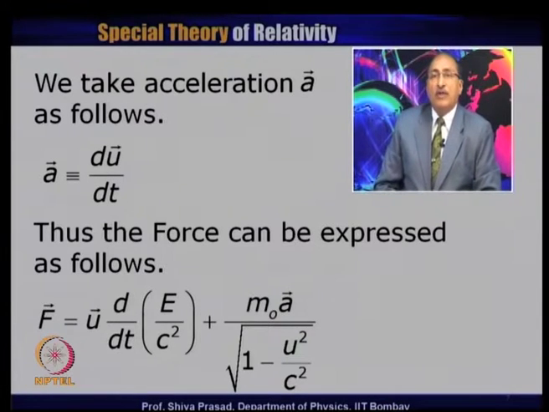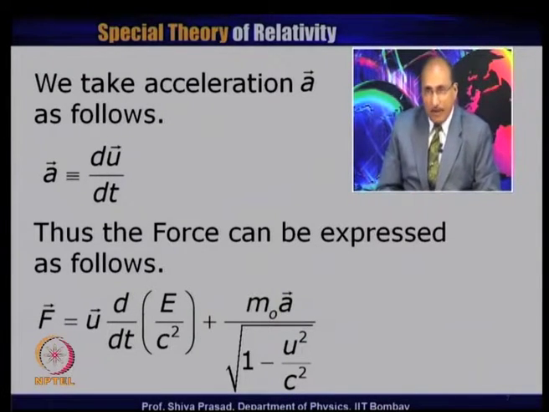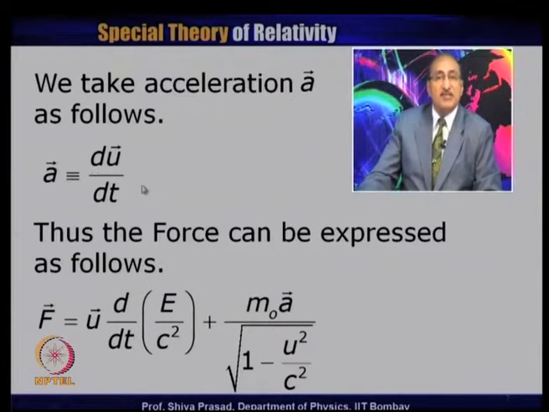Now, du/dt we know can be written as an acceleration. If you are in a given frame and you see a particle moving, the rate of change of velocity of that particle in this frame is obviously defined as an acceleration. So, A is expressed as du/dt, which means that the force can now be expressed as u multiplied by d/dt of E by c square, which we have just discussed, plus du/dt, which I have written as the acceleration of the particle: m naught A divided by under root 1 minus u square by c square.